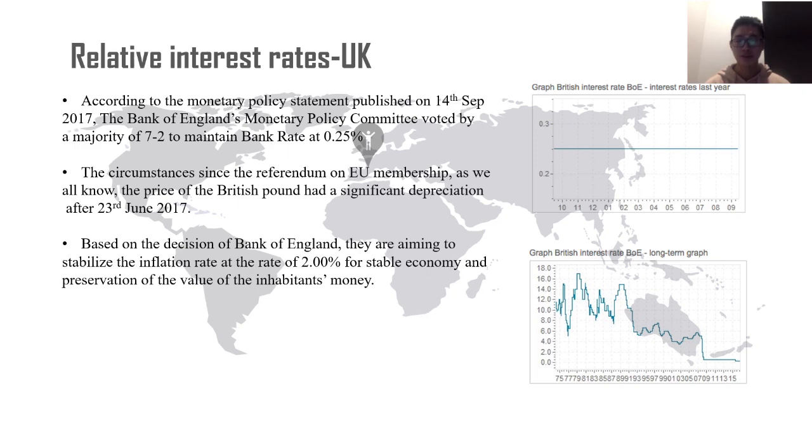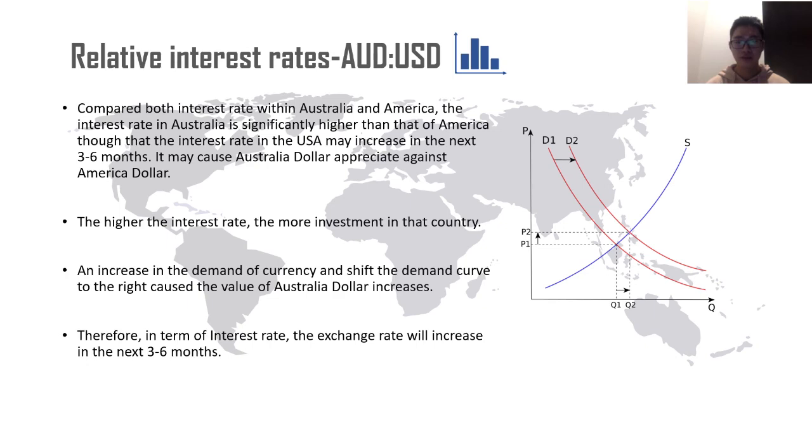As we all know, the price of the British pound has depreciated significantly after 23rd June 2017, the referendum on European membership. Therefore, the interest rate in Australia is definitely higher than the interest rate in America, which may cause the Australian dollar to appreciate against the American dollar. Because the interest rate of Australia is higher than in America, it may cause an increase in foreign investment in Australia.